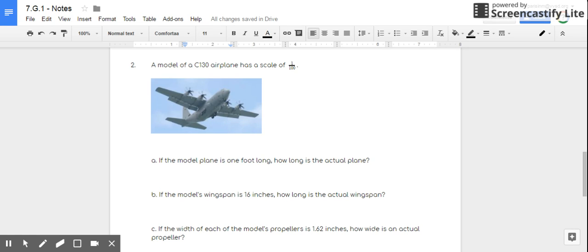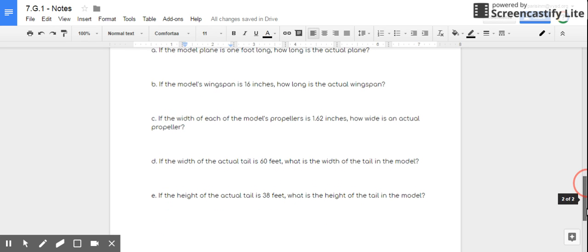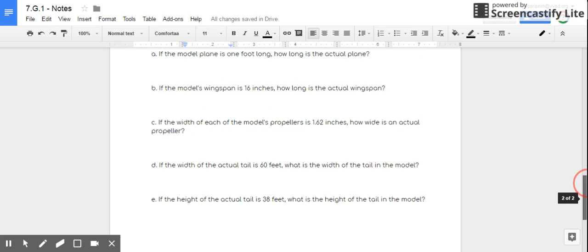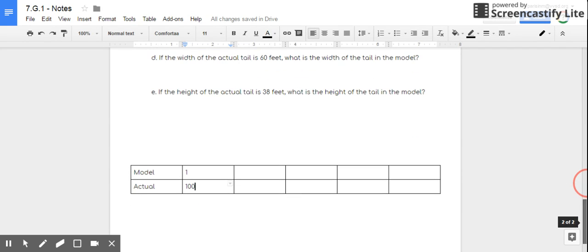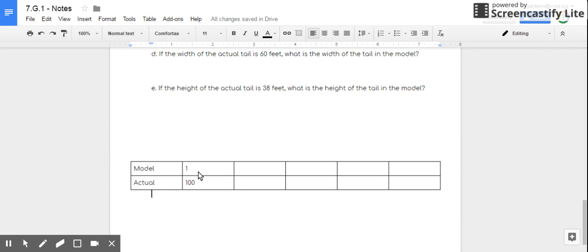So this is screencast number 2. You should have answered number 2 on the back of your paper, and you should have answered A through E. Okay, so in the last video, we left off in the table, and I started you guys out with the scale factor of 1 to 100, and we filled out the model to the actual.